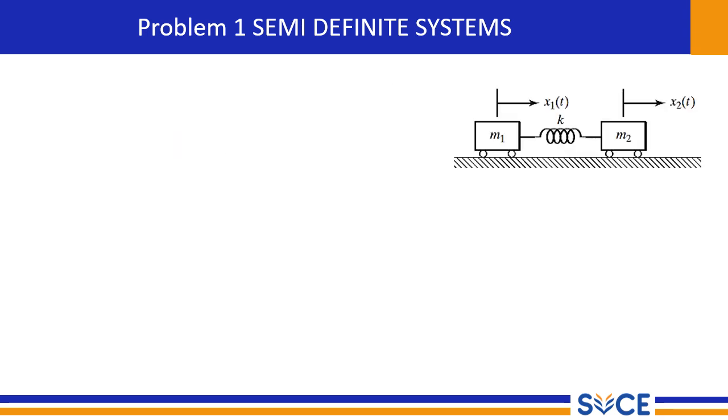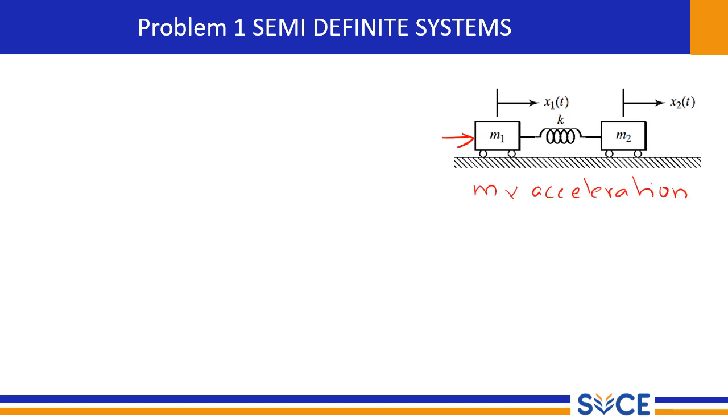Let me determine the natural frequency for this semi-definite system. We know that the displacement we are taking into consideration is x1 of t for mass m1 and x2 of t for mass m2. When there is a slight disturbance in these masses, there will be acceleration acting on these two masses. Then what will happen? There will be an accelerating force, which is equal to mass into acceleration.